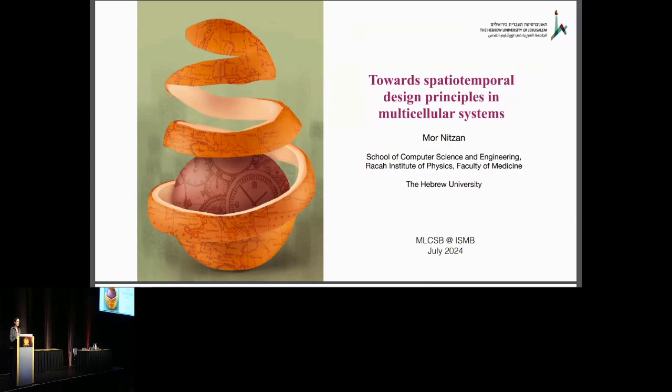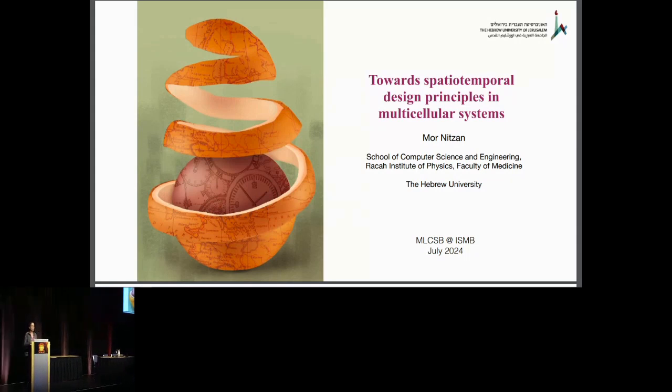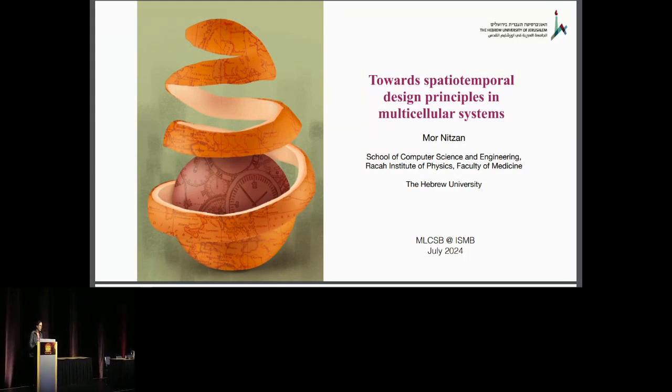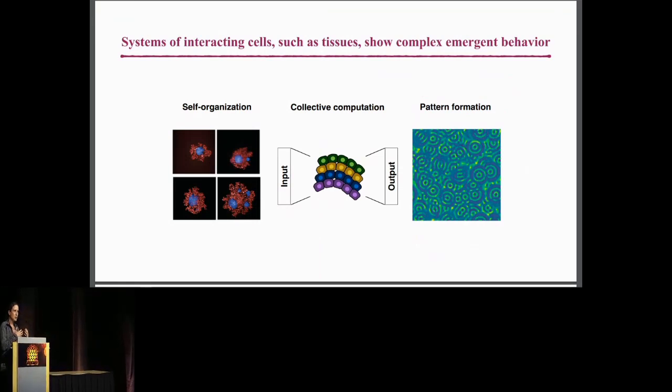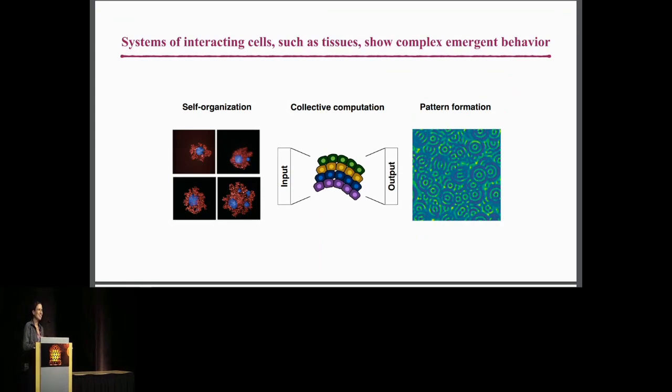Okay, so I'll tell you today about how we've been thinking about spatiotemporal design principles in multicellular systems, such as tissues, and how to basically decode some of these principles and organization patterns back from biological data. So when I'm talking about design principles, for what?